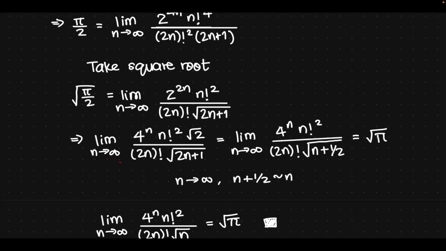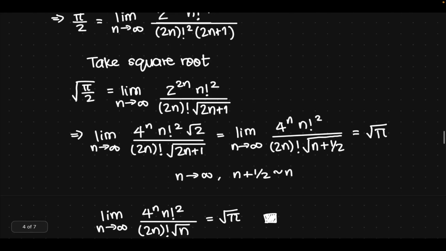The limit as n goes to infinity of 2 to the 2n, which is 4 to the n, n factorial squared, and we get an extra factor of square root 2 on the pi side, because we're just multiplying by square root 2 on both sides, divided by 2n factorial square root of 2n plus 1. Now we can just take the 2 and put it in the denominator square root like that, getting n plus 1 half in the denominator, and notice that as n goes to infinity, n plus 1 half is the same as n, because all that matters is the leading power in n. The coefficient of the leading power in n is all that matters.